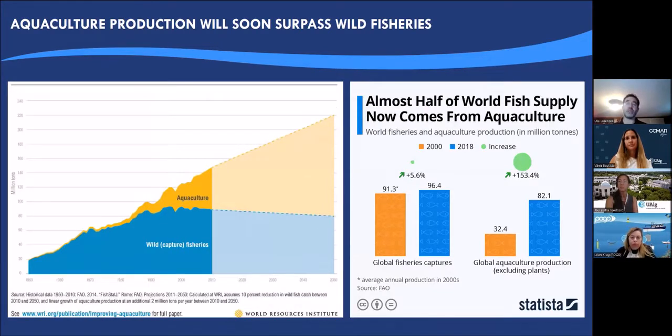Aquaculture will soon surpass the wild fisheries. There's obviously an increase in the amount of fish that is produced in aquaculture, in opposition to that captured by wild fisheries. This data shows data from the 1950s, when aquaculture corresponded only up to one metric ton globally, and now it will grow very, very fast until the end of the century. Well, the data here is only up to 2050.